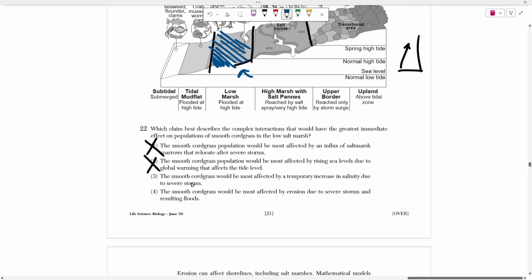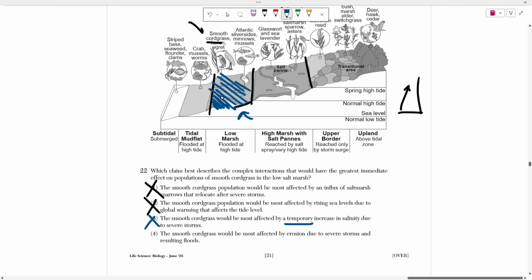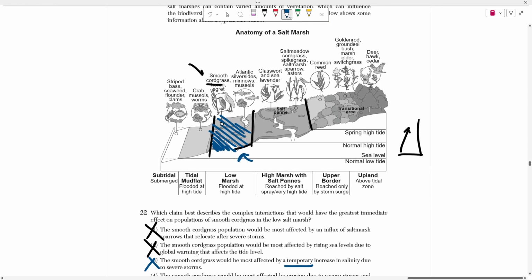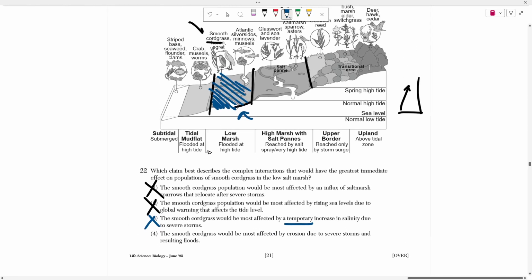3, the smooth cordgrass would be most affected by a temporary increase in salinity due to severe storms. Again, if it's a temporary increase, that means that it's not going to carry over in shaping the overall form of that population, right? Why? Because again, severe storms do end up reaching these environments, right?